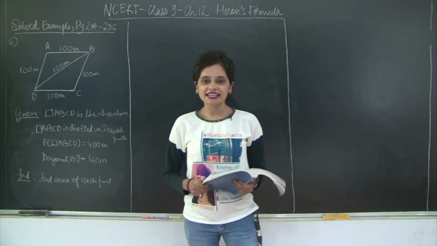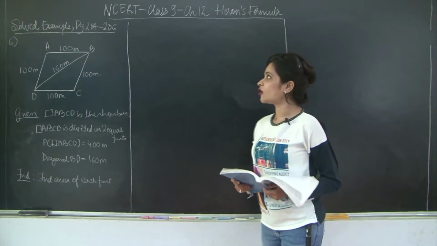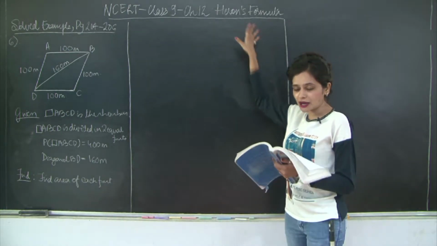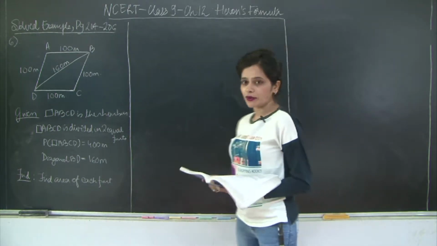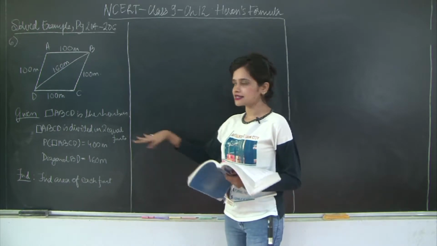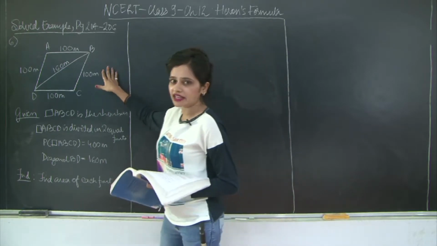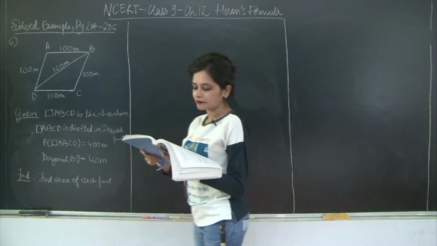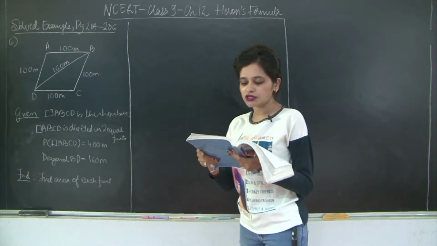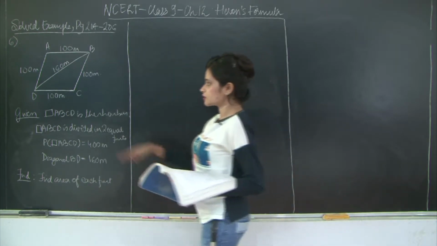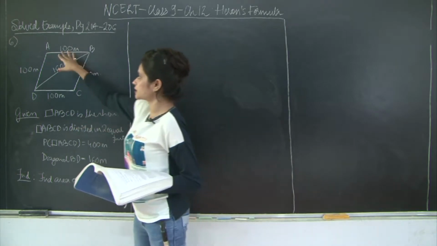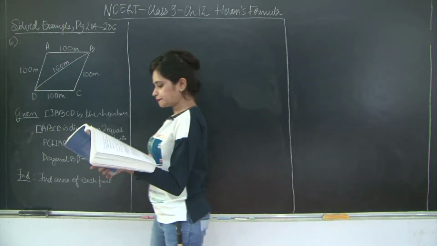Hello students, let us take a look at solved example number 6 on Heron's formula. That's chapter number 12. I'll read out the question for you and then we will discuss this diagram given and find accordingly. So Sania has a piece of land which is in the shape of a rhombus. So I have quadrilateral ABCD which is in the shape of a rhombus.